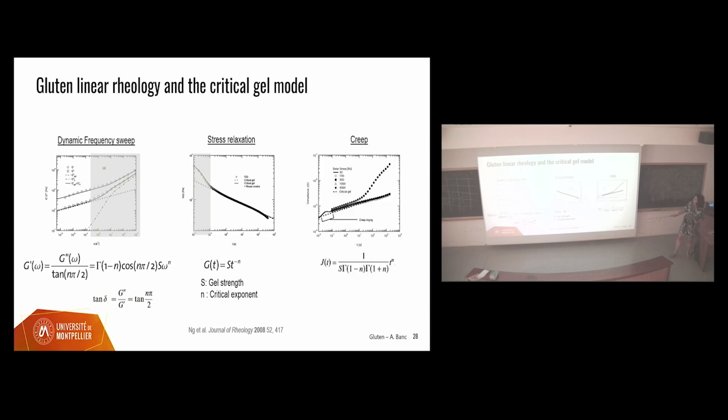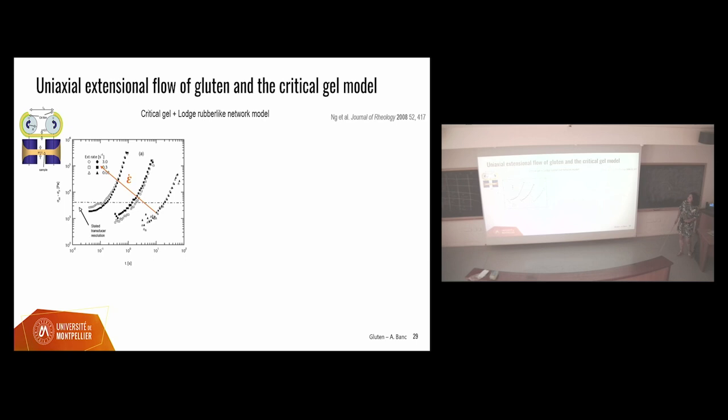Equivalently, we can model creep measurement in the linear regime. In that case, we have the compliance that evolves as a power law as a function of time with the same critical exponent again. And as long as we are in the linear regime, we have this power law evolution of the compliance. More interestingly, they also succeeded to model uniaxial extensional flow of gluten using this critical gel model. Here are the measurements. So the stress difference as a function of time for different strain rates.